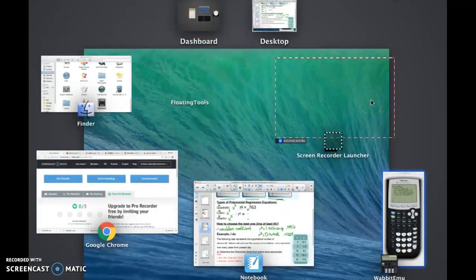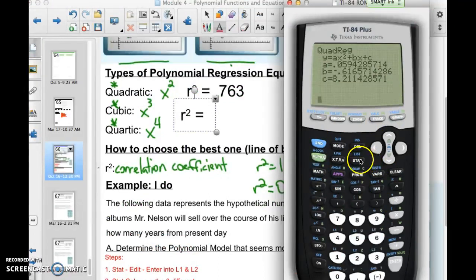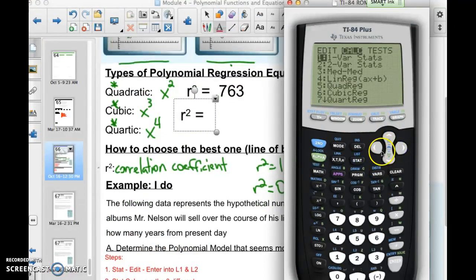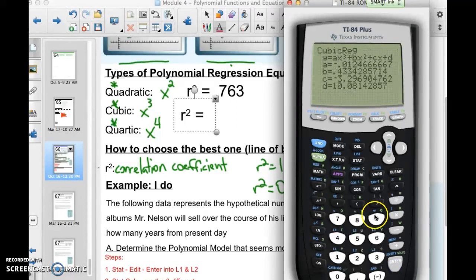If I run the cubic now, I hit stat, go over to calc, and down to the cubic option and hit enter. I'm just showing you what I would do on a calculator if I was doing this problem myself, and I hit enter. These are the values for the cubic. Again, that's the A, B, C, and then the D term. So A is the cubic term, B is the quadratic, C is the linear, D is the constant. But again, it doesn't show the R value.